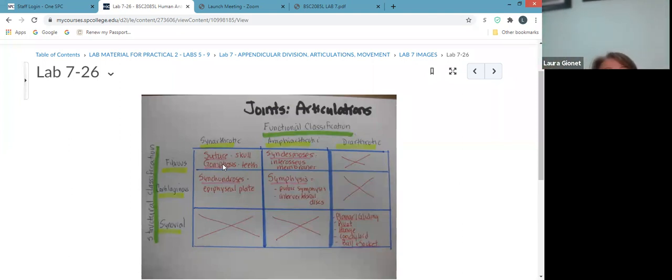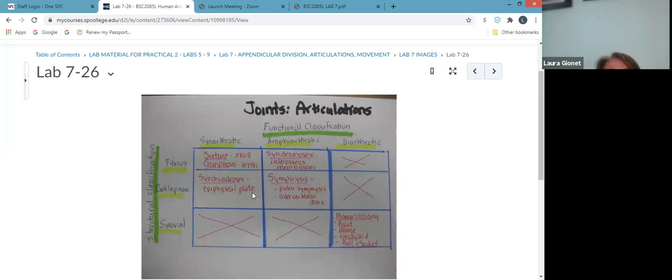The sutures and the gomphoses are both fibrous joints out to the left, but functionally they're synarthrotic, to the top. If we go over to the middle of fibrous, we have our syndesmoses, which are essentially our ligaments in the body, and we have our interosseous membranes. They are fibrous structurally, but functionally they have a little bit of movement, so they're amphiarthrotic. No fibrous joints are diarthrotic or impart a lot of movement.